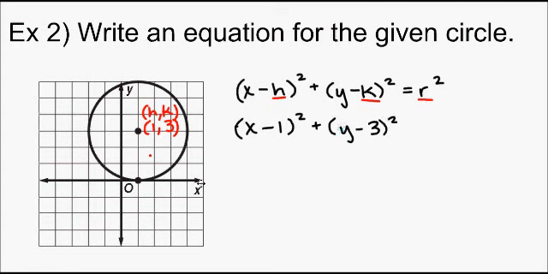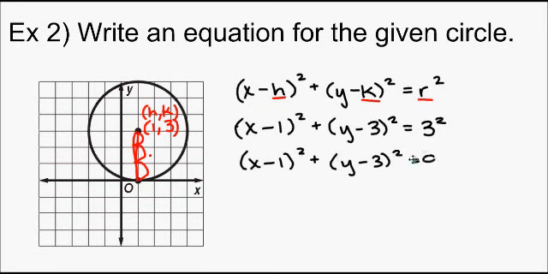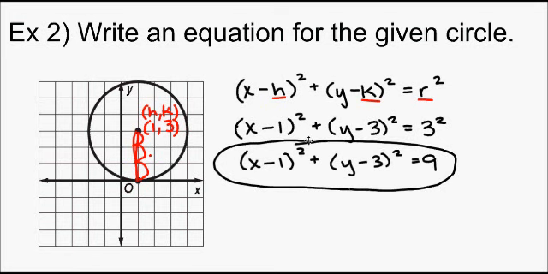The radius, we can just count the distance between the center point and the edge of the circle, and that is 1, 2, 3 units. So this equals 3 squared. Again, you could leave this like this, but on a multiple choice test, you would probably see this written with a 9 instead of a 3 squared. So this is our standard form of that equation.